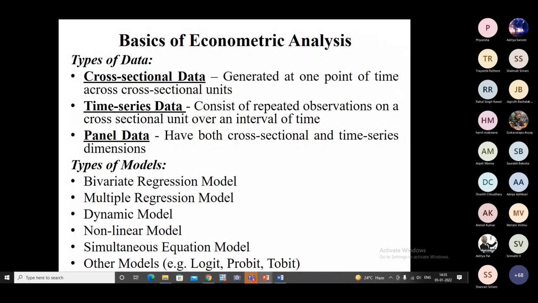In simultaneous equations model, basically, there are multiple equations. Like consumption depends on income and some other factors. Income depends on consumption and some other factors like that. Again, simultaneous equations model would be discussed in econometric analysis too, along with logit, probit, tobit, etc.